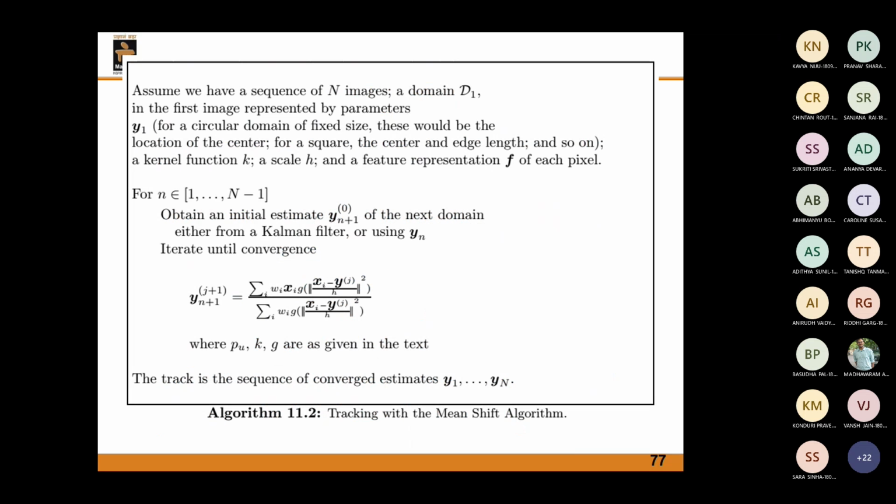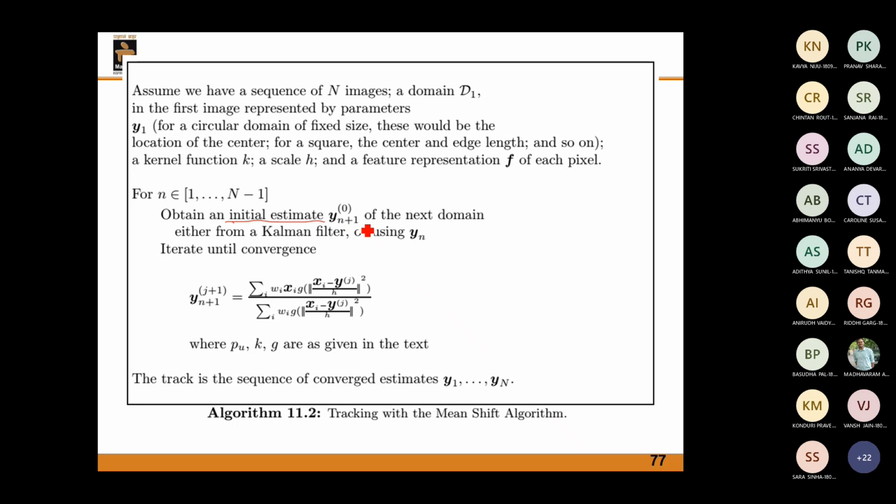So this is the summary of the tracking which we were looking at till now, that is, the tracking by summary matching using the mean shift algorithm. To summarize, we first take an initial estimate of y n plus 1, 0. This initial estimate could be the same location as the circular domain in the previous frame. That is one option, or you can use some other algorithm to find the initial estimate.